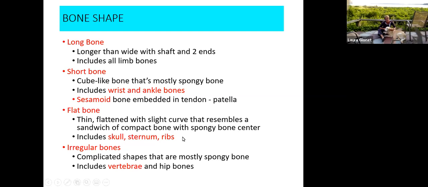Right, then we have flat bones, like the one we saw of the skull. So a lot of the skull bones, your sternum, your breastbone, and ribs, they're very thin and flat, often with a slight curve, and it resembles a sandwich of compact bone and spongy bone in the center. Then we have irregular bones. And a good example of irregular bones are the vertebra of your spine, all different shapes and sizes.